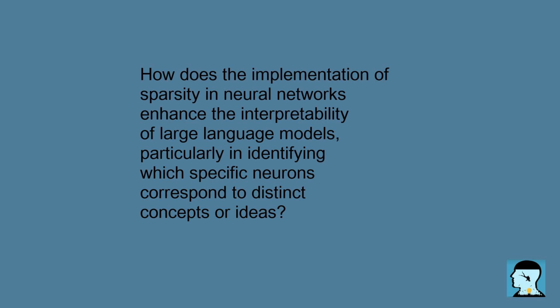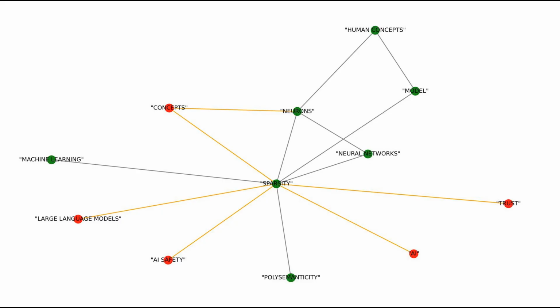So how does the implementation of sparsity in neural networks enhance the interpretability of large language models, particularly in identifying which specific neurons correspond to distinct concepts or ideas? Implementing sparsity in neural networks is like organizing a library where each book, like a concept, has its own dedicated shelf, or neuron. Instead of cramming so many books onto one shelf, which would make it hard to find what you really need, sparsity allows us to assign each book to its own shelf or to just a few shelves. This makes it so much easier to see where everything is and understand what each book represents.